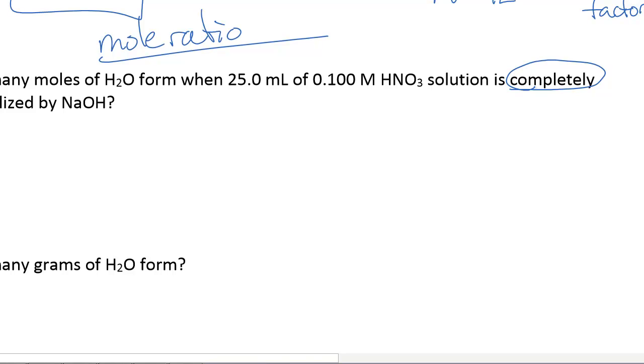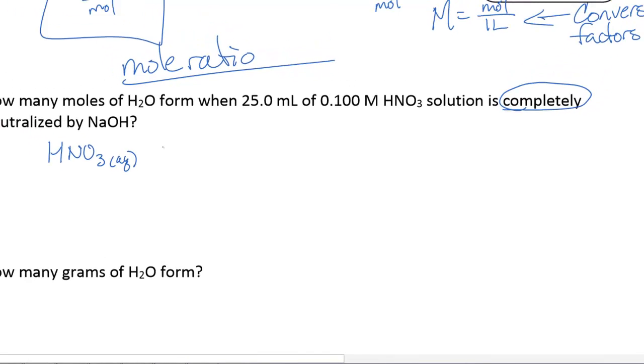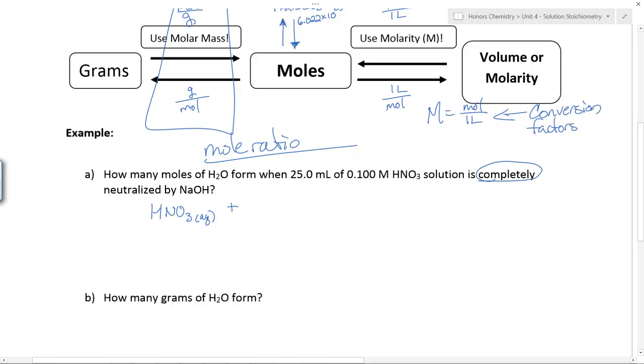So the first thing you're going to do is write out your balanced chemical equation. So we are reacting nitric acid, which is HNO3, and you know that's aqueous by looking at your solubility chart, or remember that all acids are aqueous.